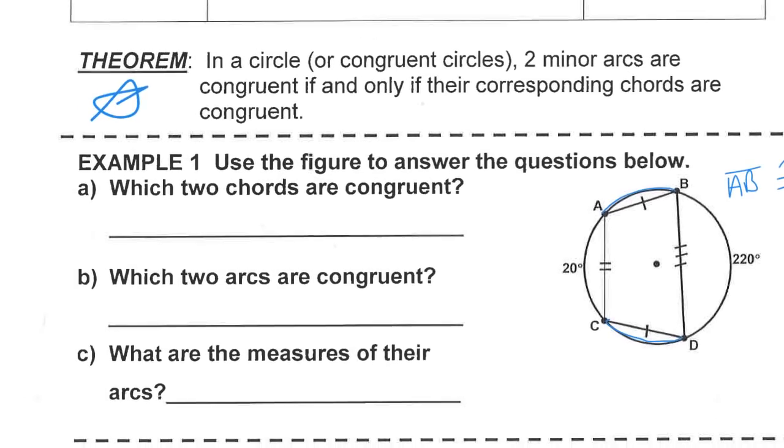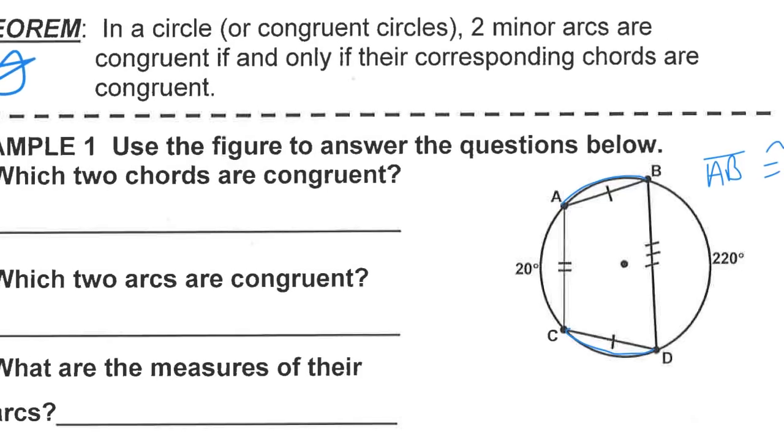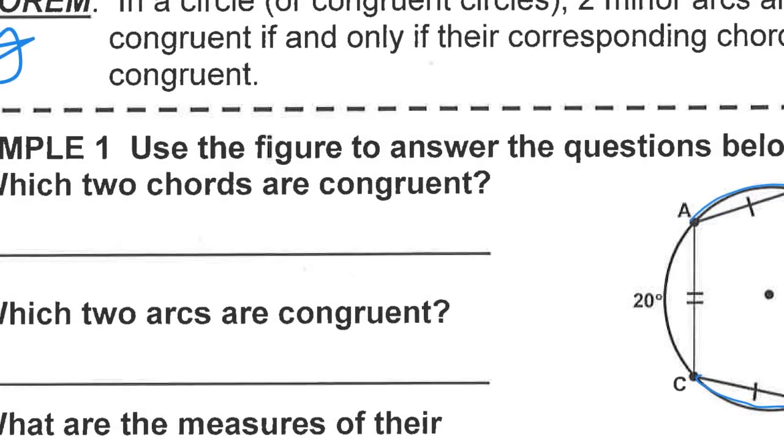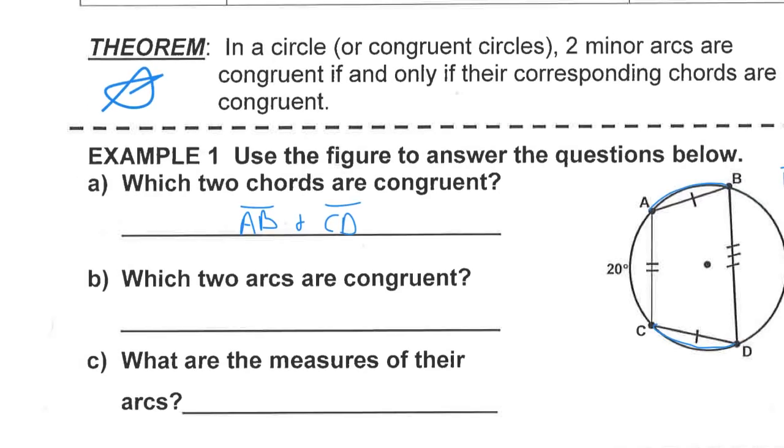So let's see, it says, which two chords are congruent? Well, we already kind of wrote that down. That's going to be chord AB and chord CD. So they're the same. So it says, which two arcs does that make the same? Well, that makes the arcs they cut the same. So arc AB and arc CD. So that's pretty easy. Now it says, what are the measures of their arcs?